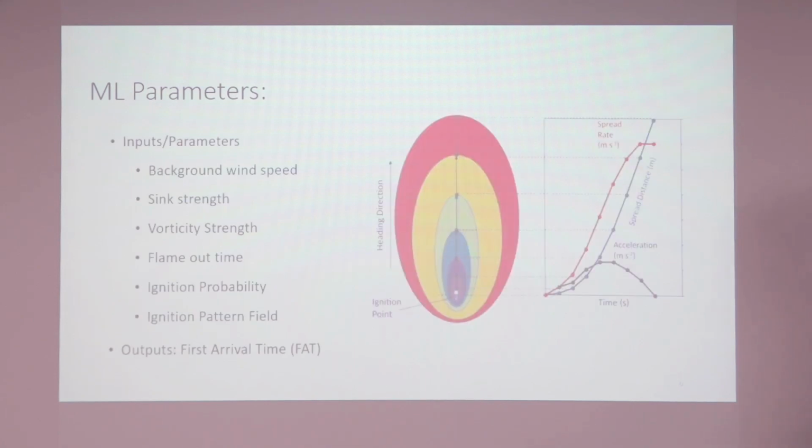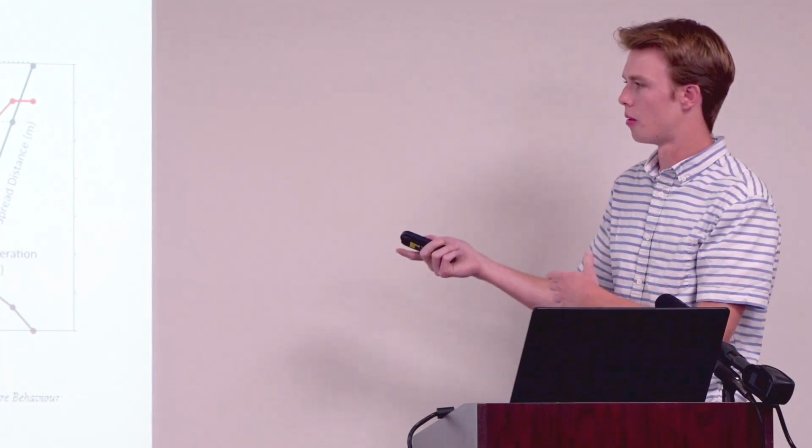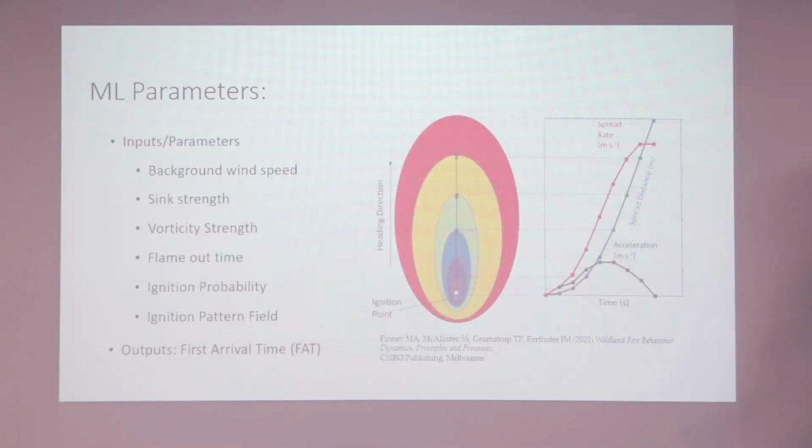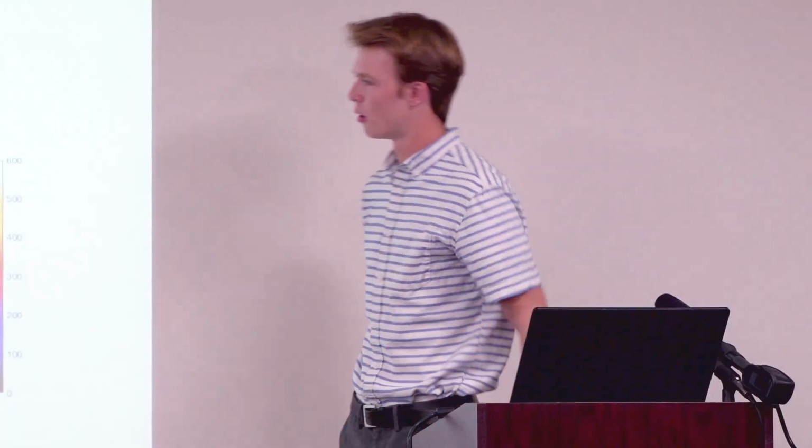Okay, so I gave a little bit of a preview, but the input parameters for this are the background wind speed, the sink strength, which is basically how much of the heat is being absorbed into the environment, the vorticity, and then the flame out time, ignition probability, and ignition pattern field. So that's basically the odds that the fire will move to the pixel that it's next to, and then the starting location. And then the output is that first arrival time map that I was talking about previously. So there's an easier way of looking at it: you have the map to the right and then all the inputs.